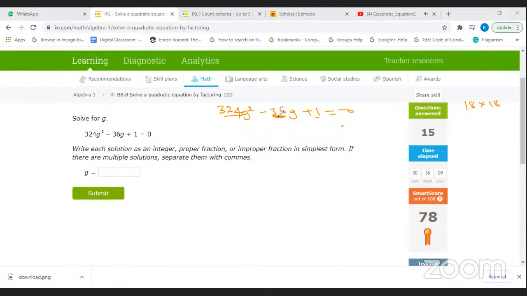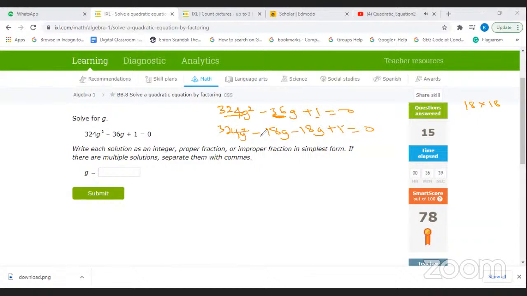And when you add minus 18 minus 18 to give us minus 36, I can easily say that it's the same as 324g squared minus 18g minus 18g plus 1 equals 0. Not all the questions you saw from the beginning. There are some things that you should have known definitely. At least by the time you improve your practice, you'll be improved on them.